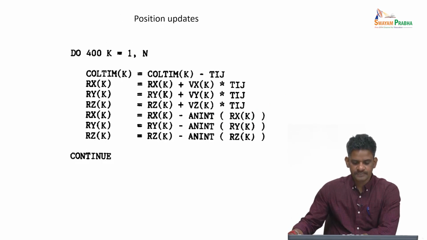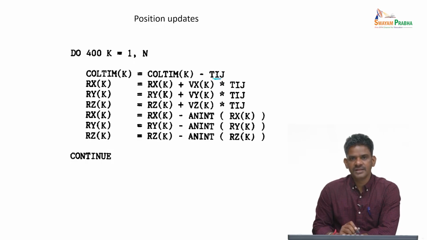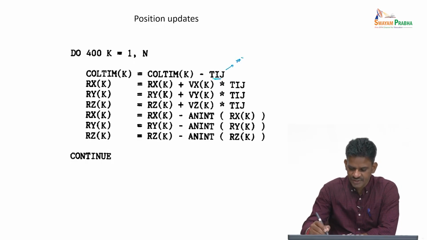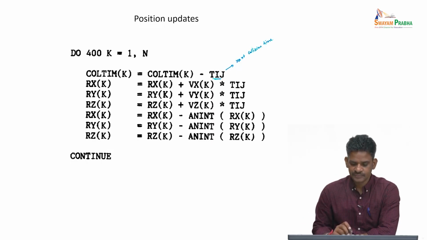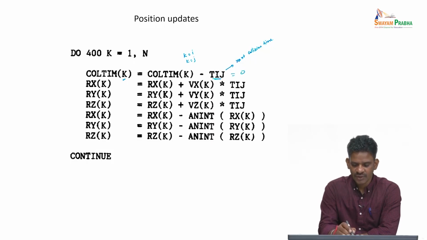The next step is to update the particle positions up to time Tij. Again we do one more loop from 1 to n, and the collision time of each particle is now subtracted by Tij. Remember, this Tij is the next collision time, which we just found in the previous loop. When k becomes equal to I and when k becomes equal to J, this number will be equal to 0, because the collision time and the minimum Tij are the same. For all the other particles, the collision time will always be larger than this minimum time.